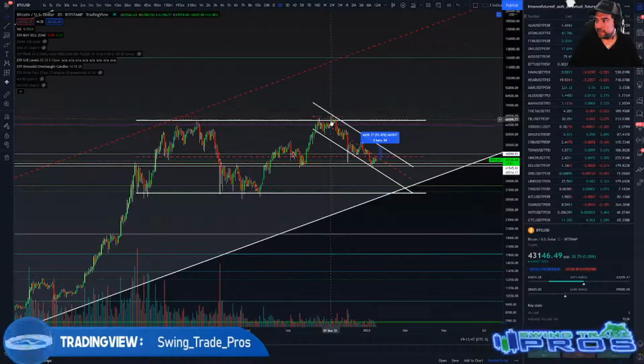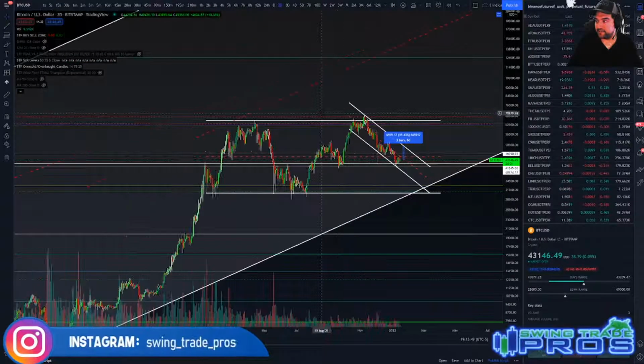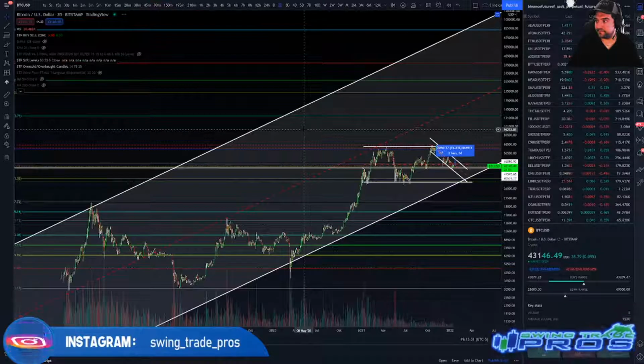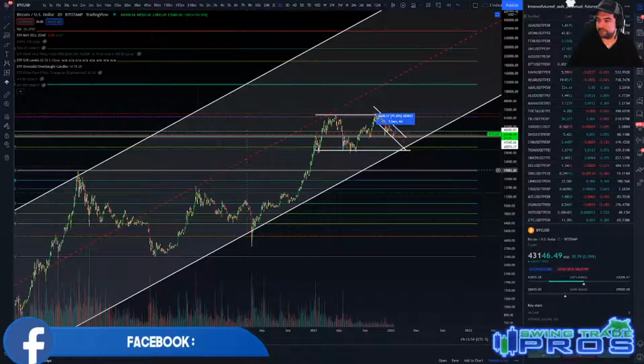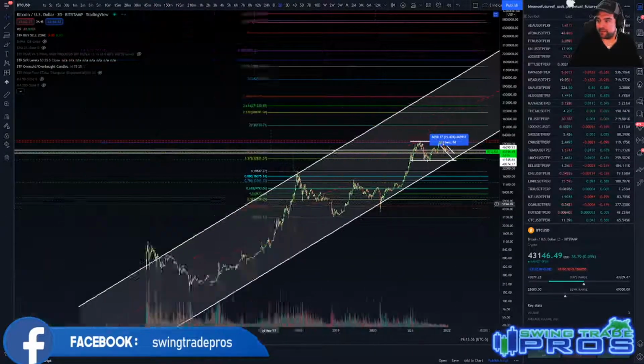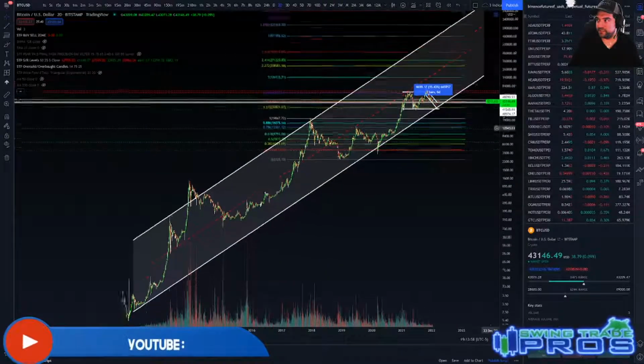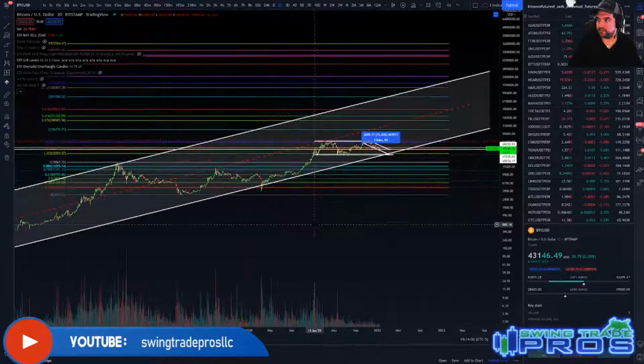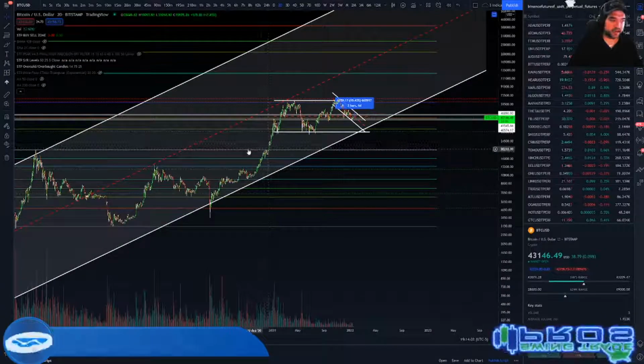All right, we made a top. This may not be the top for this cycle, but we may not make a blow off top, right? Because everyone's expecting a blow off top. So we're just gonna have to trade the ranges, guys.